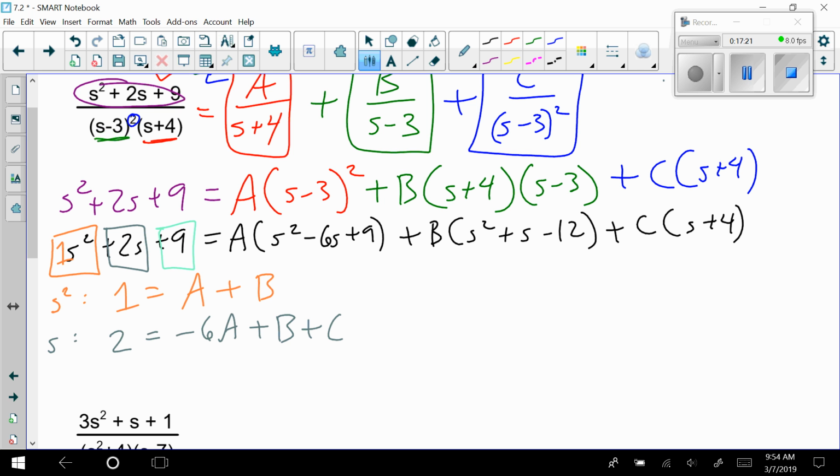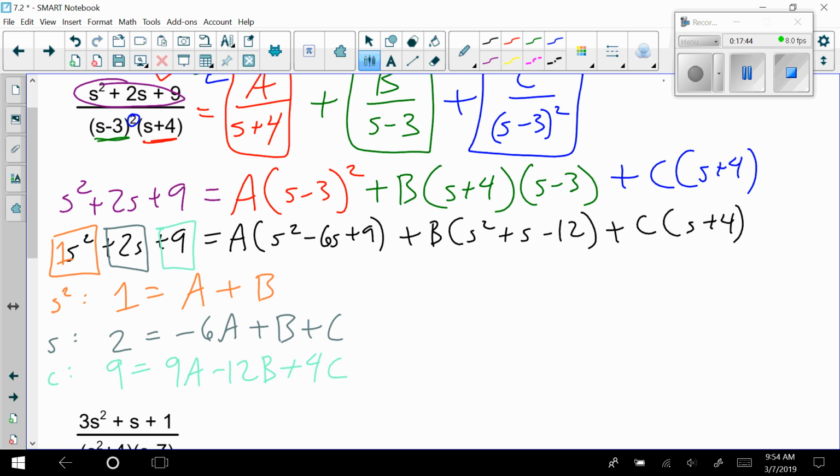I see the 9 there. Okay, this is for my constants. That's a 9 equals, well, this would be a times 9. Oh, okay, so that's 9a. B times negative 12, that's negative 12b. And c times 4, that's plus 4c.